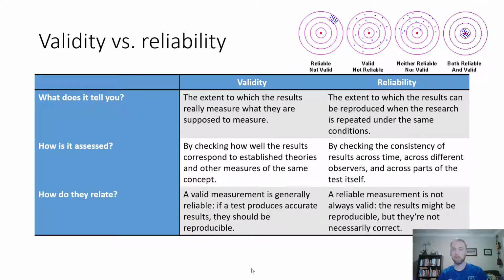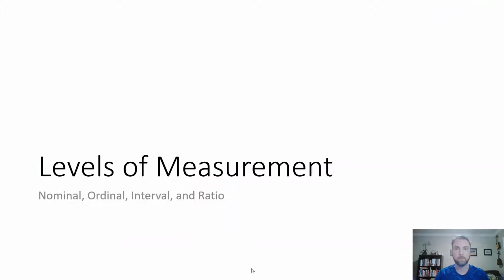For reliability, what does reliability tell you? It's the extent to which the results can be reproduced when the research is repeated under the same conditions. How is reliability assessed? By checking the consistency of results across time, across different observers, and across parts of the test itself. Finally, how does reliability relate to validity? A reliable measurement is not always valid. The results might be reproducible, but they're not necessarily correct. So keep that in mind.